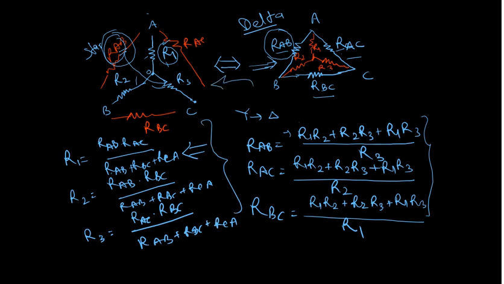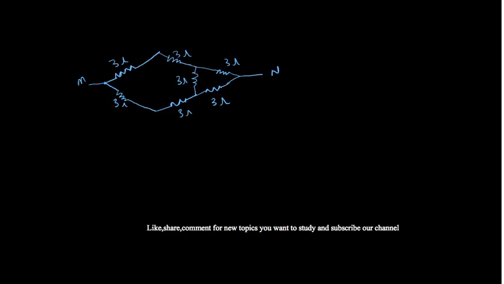So whenever it is required, you have to follow. Okay, sometimes we have to convert star to delta, sometimes we have to convert delta to star. So here I will take a problem, where we will deal with star to delta. See, this is a question, and the question is asking what is the equivalent resistance across terminal MN.